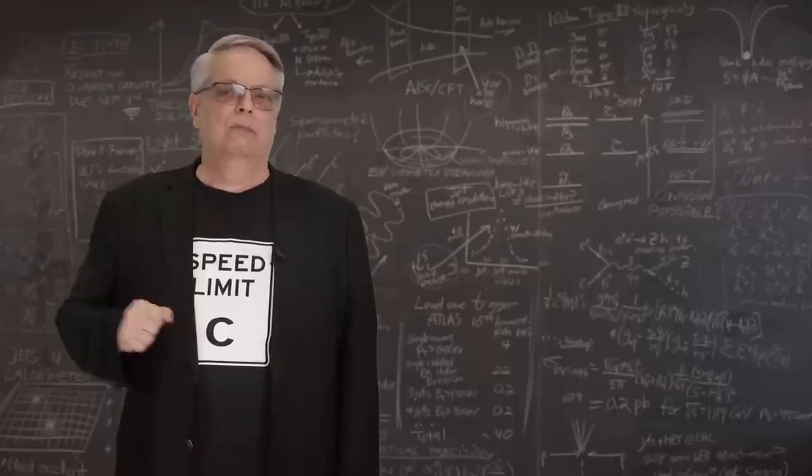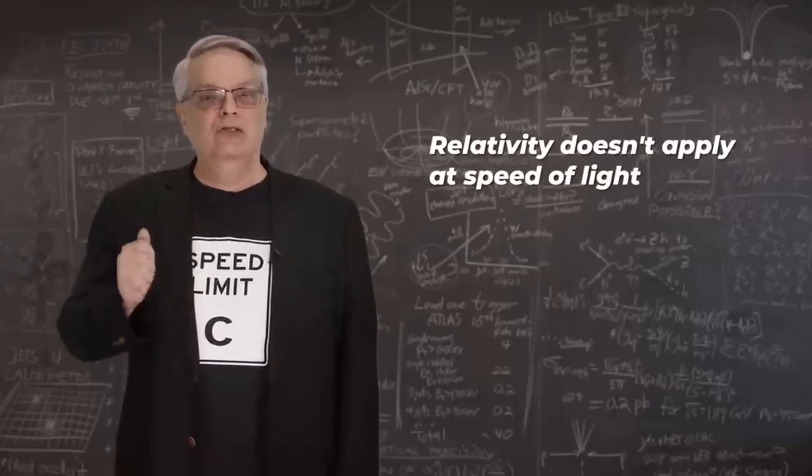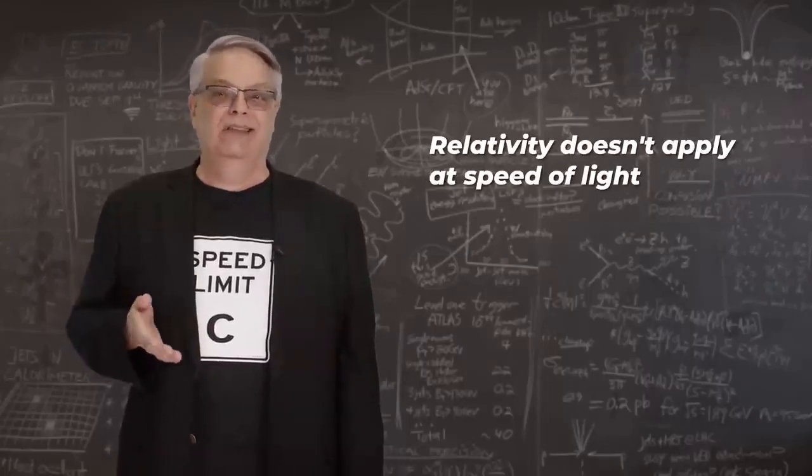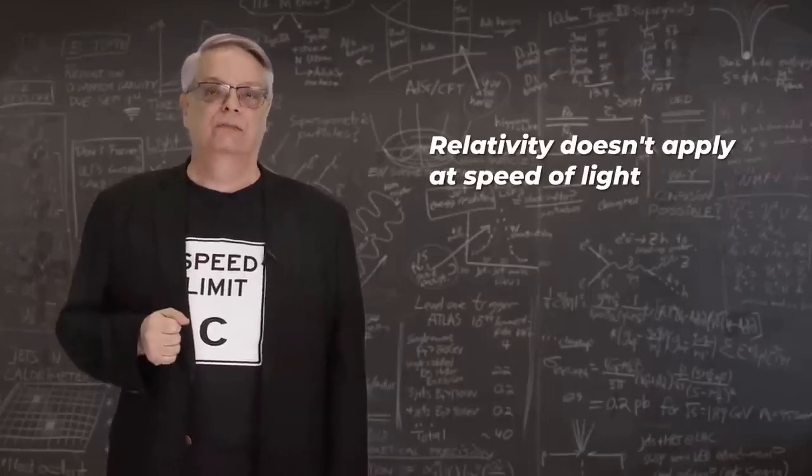So that's the key point number 1. The equations of relativity don't work for objects traveling at the speed of light. That means that relativity theory also fails for photons.